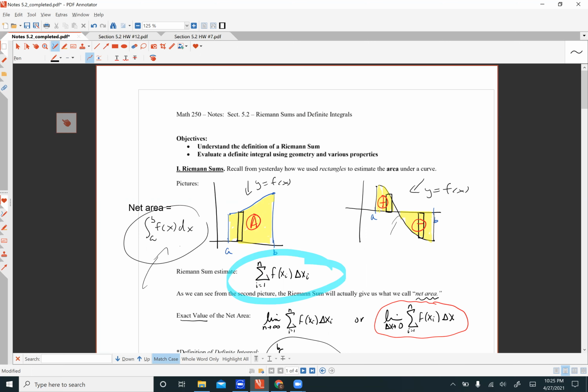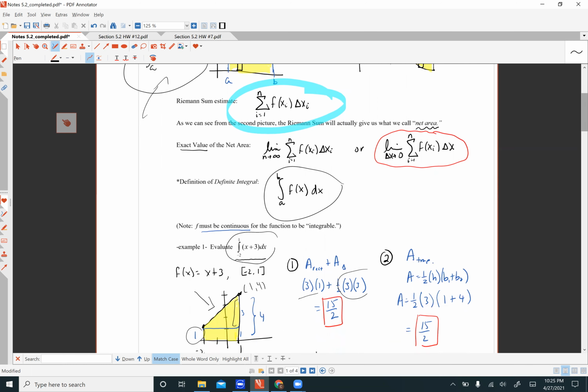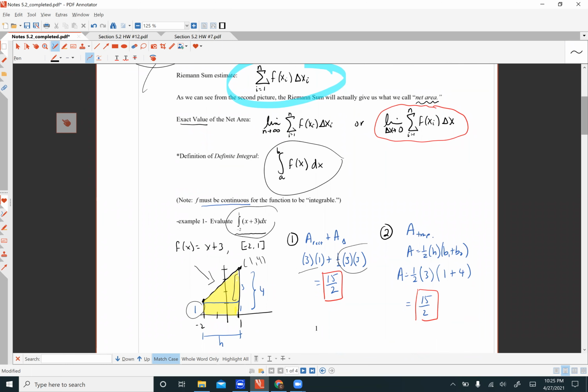Like here, in this first example, the total graph from A to B is above the x-axis, so all that area is positive. And then in the second example, wherever this x-intercept is, part of the area is positive and part of the area is negative. If you wanted the total area, you'd have to take the positive area and subtract off the negative area. Okay, so for right now, we're going to evaluate these definite integrals just using geometry.